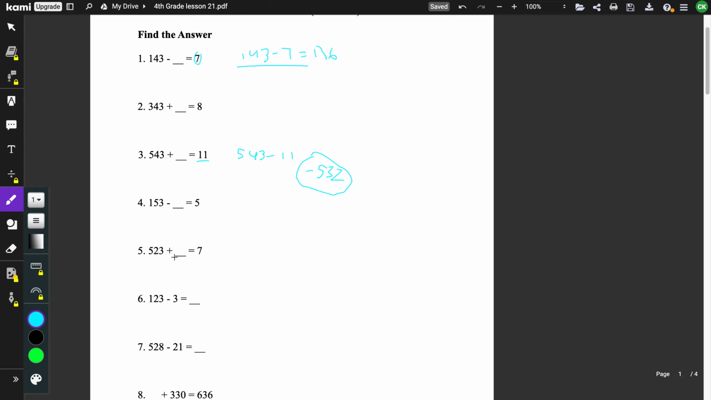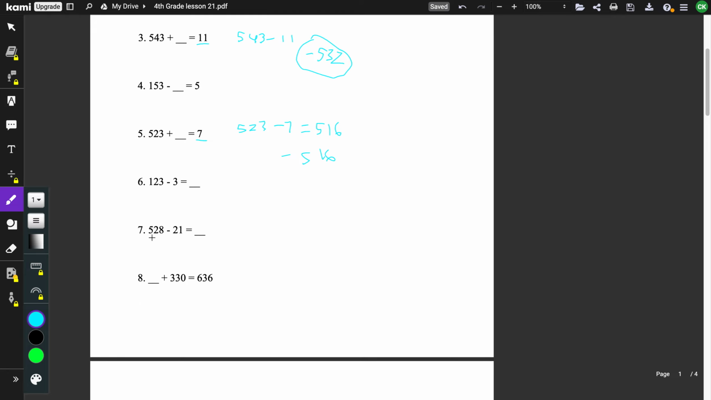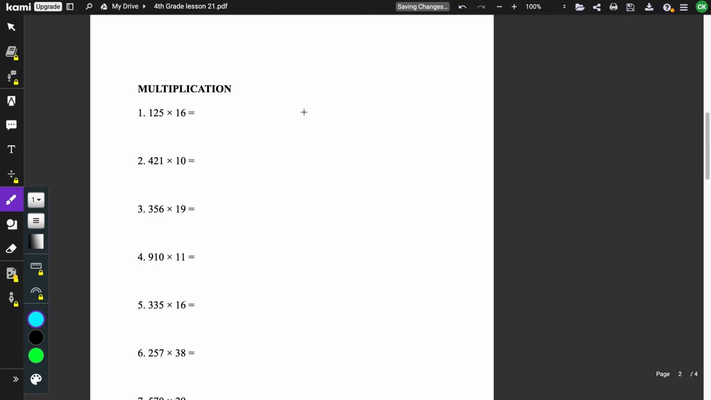Number 523, this is also similar. 523 minus 7, which should give you 516, which again would be a negative 516 because it has to make it into a 7 value. Number 7 is actually pretty straightforward. 528 minus 21. Again, this is not too hard. It's just 507.